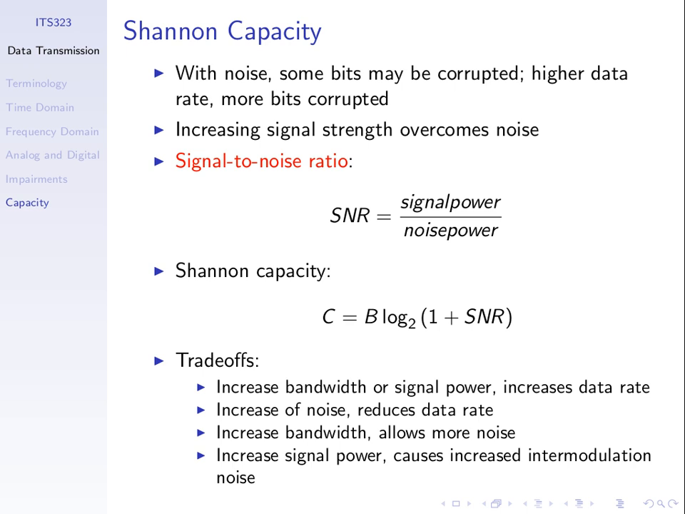is relating signal strength and noise strength. Here is an absolute relationship, that is, one value divided by another. In practice, we'll often use decibels to represent the ratio between one power level and another power level.